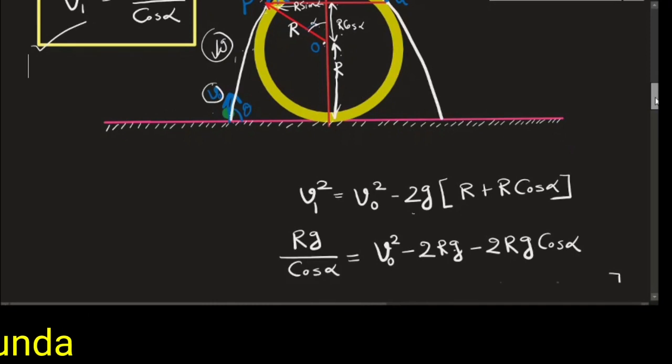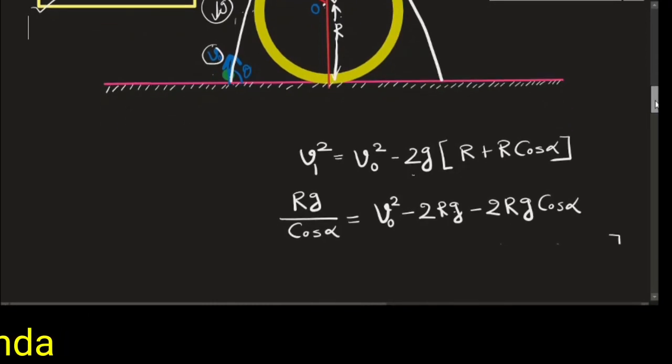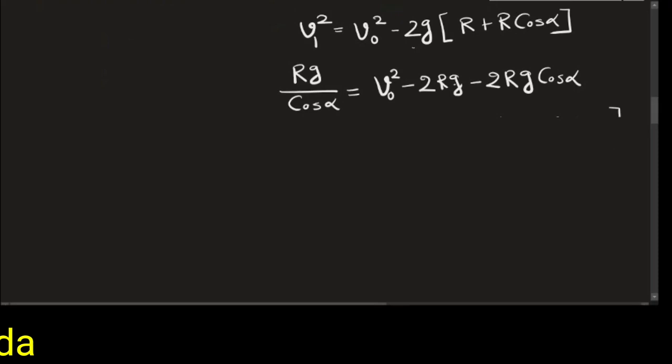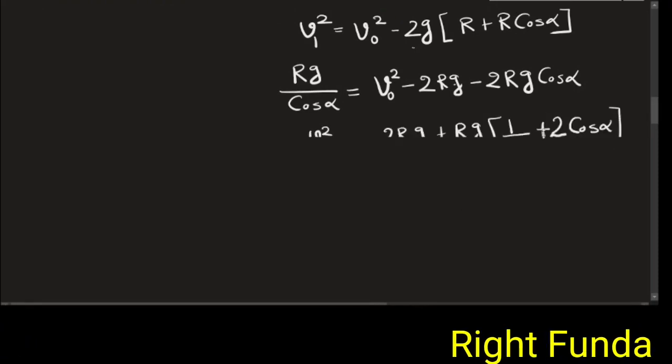Rg by cos alpha is equal to this. From this, I can calculate the value of V naught square. What is V naught square? V naught square was the velocity with which I started initially. That is very important to us. That is the minimum way to calculate.